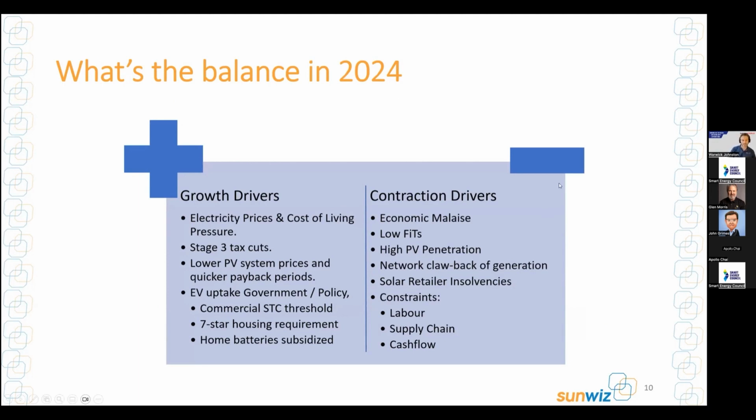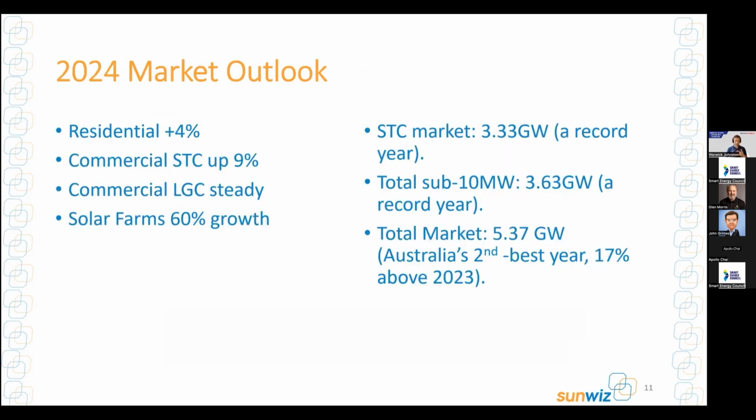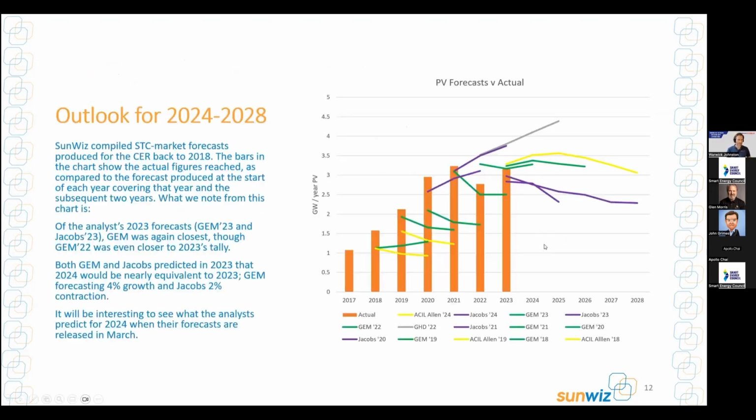One of those is the 7-star housing requirement for new houses, and keep your ears peeled for any sign that the STC threshold gets lifted for commercial PV, or home batteries get subsidised at a federal level. Fingers crossed for both of those measures, both of which could drive things above where we see they're currently looking at, which is slight growth in residential, commercial having another year of healthy but modest growth, and the rest of the market being steady, depending upon solar farms already under construction.